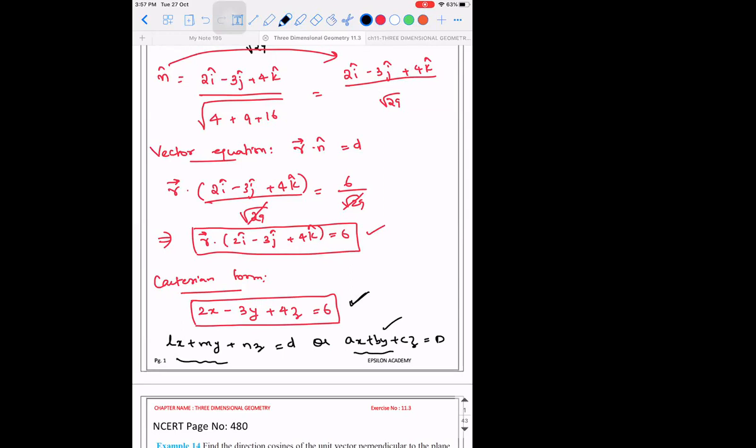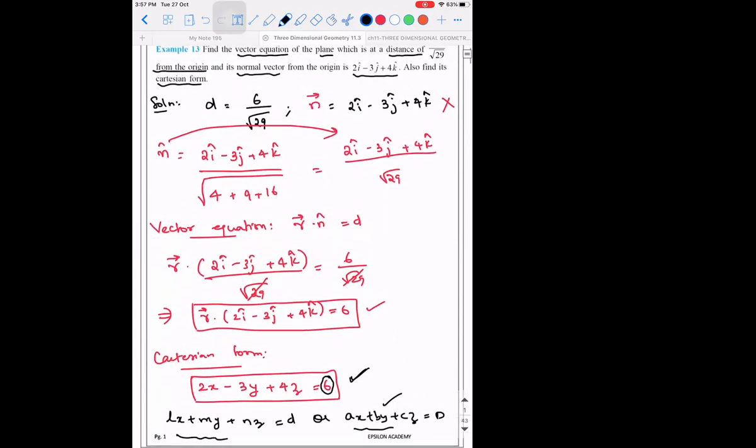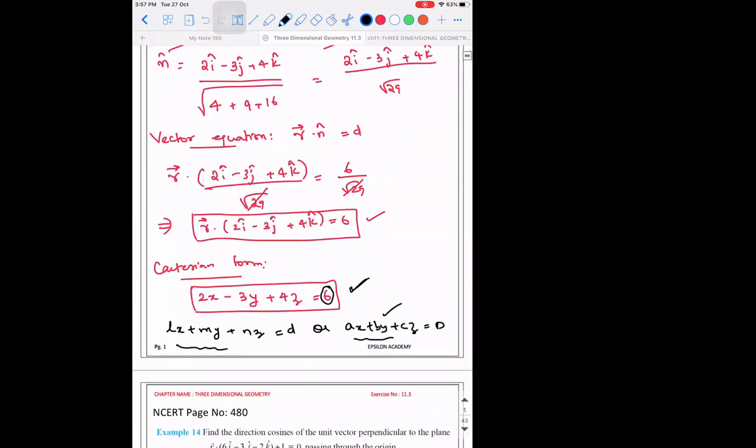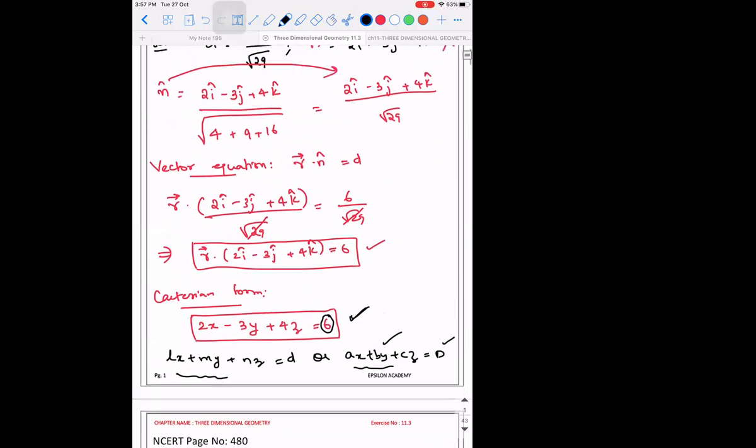Okay. So that is why I told you when you're writing the right side constant, it is not small d, because what is small d? The distance is 6 by root 29. This 6 represents some other constant. Sir, can you explain the last point, sir? Which one?